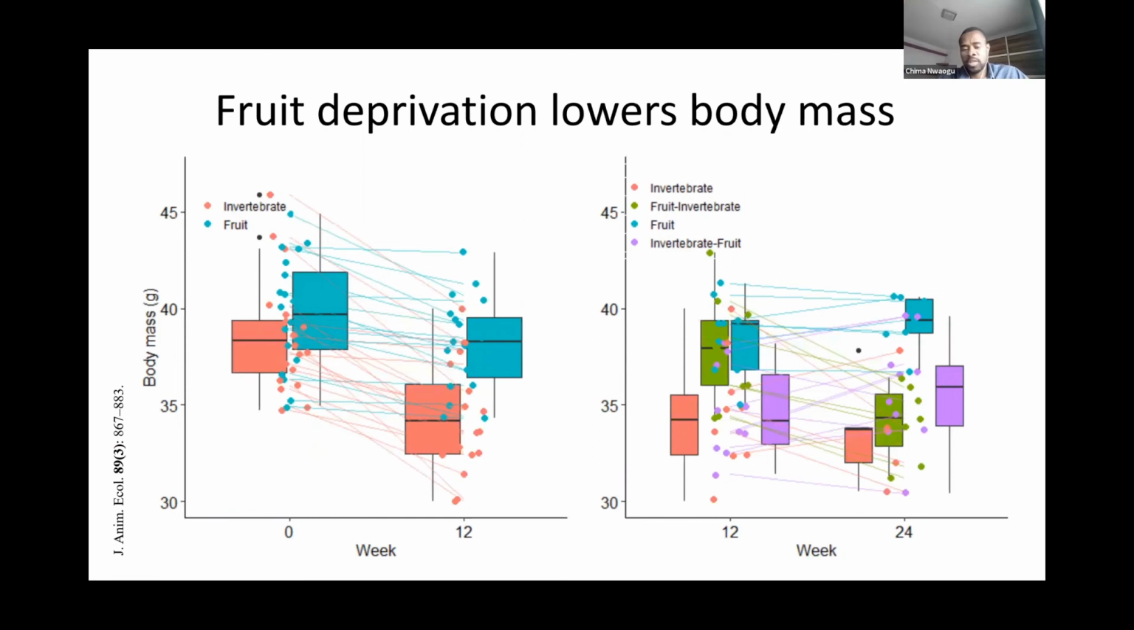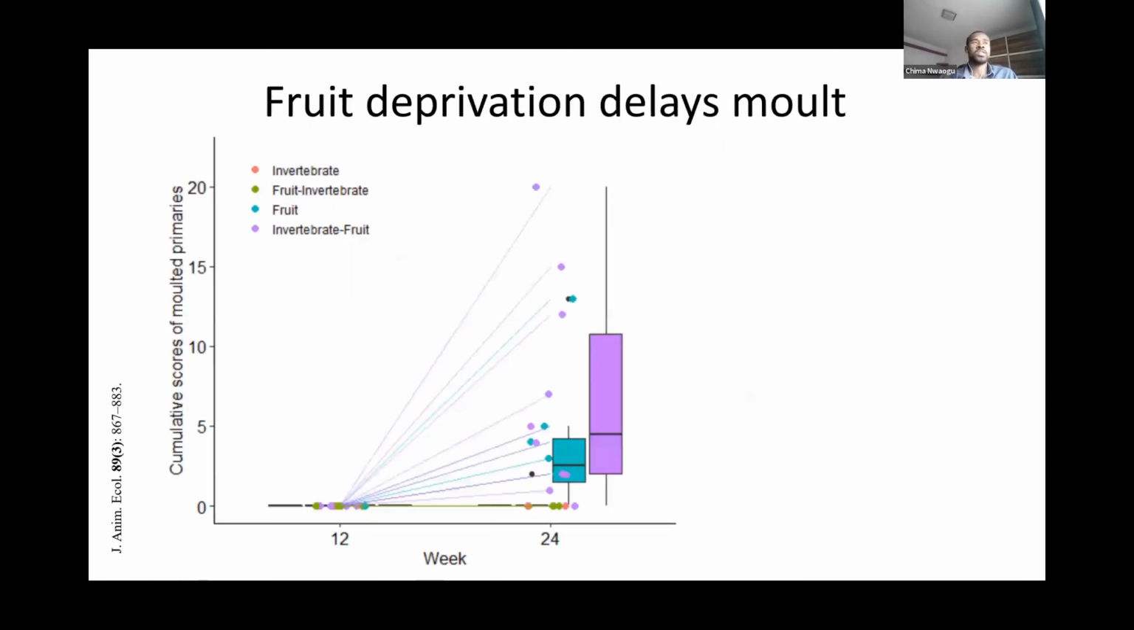And if you look at the body mass too, you see exactly the same thing. No difference when the experiment started, a clear difference between fruit-eating birds and invertebrate-eating birds, and a switch when you divide them. Then the last thing was the onset of moult.